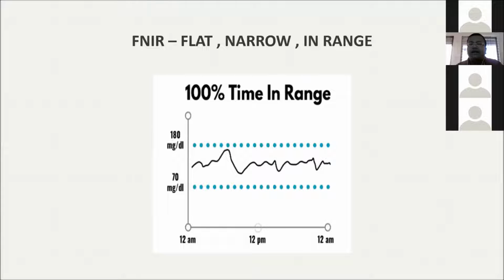The ideal target for treatment is a flat, narrow, and in-range line. If you can see that this graph is within the two dotted lines, the blue dotted lines. The black graph is within the two dotted lines, and it is narrow. It's not spread wide apart. So that is the target. The measurement is done from one midnight to the other midnight. So 12 a.m. to 12 a.m.